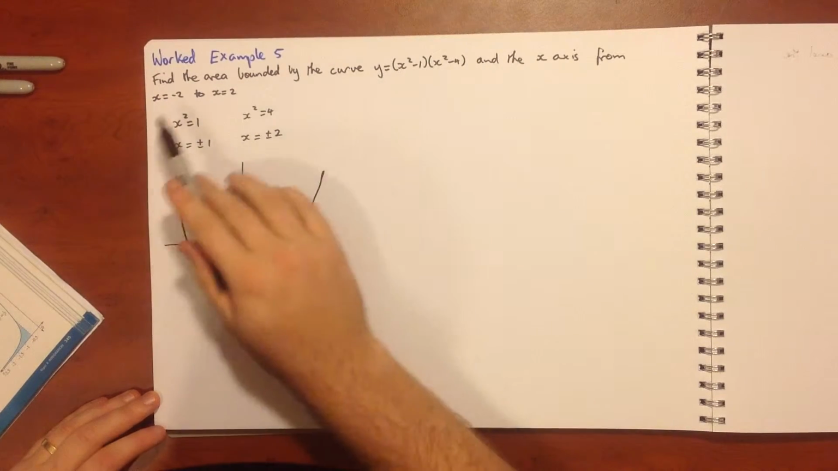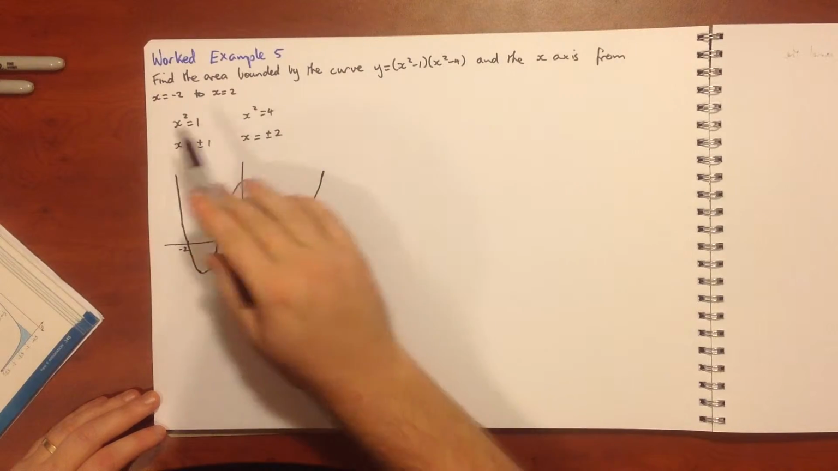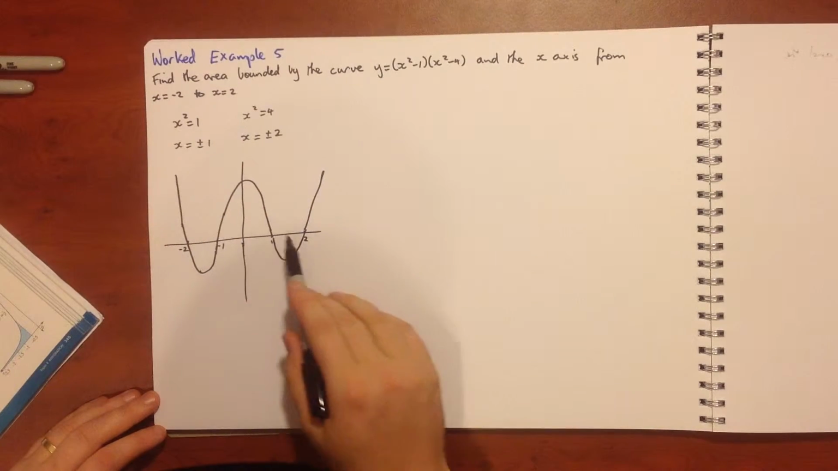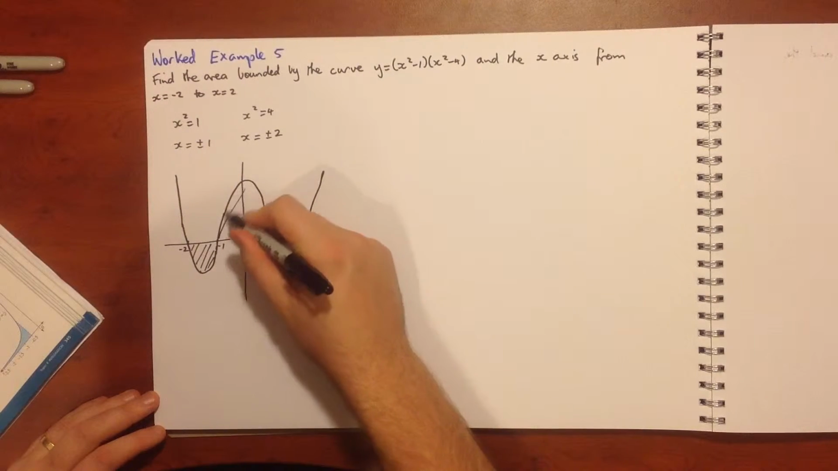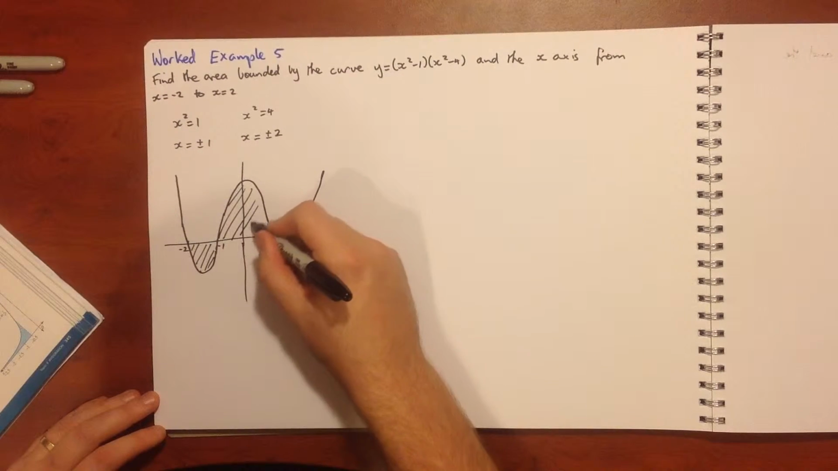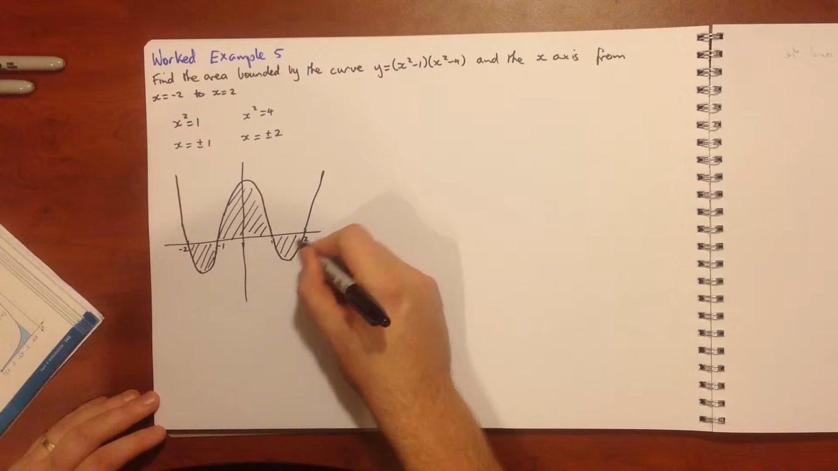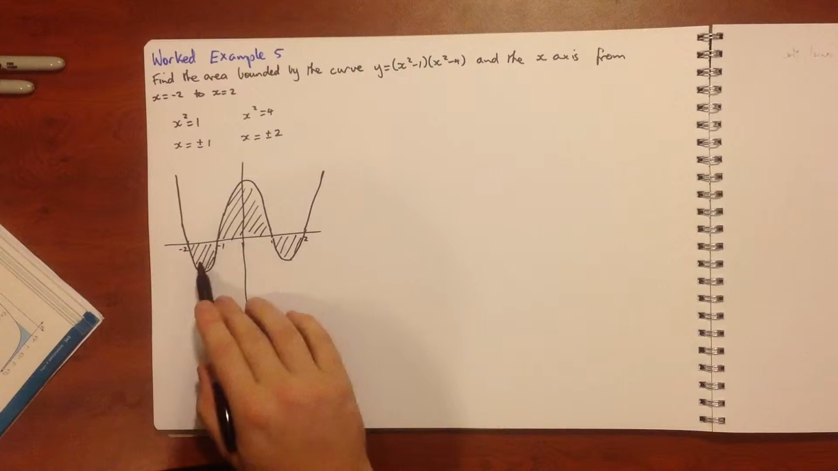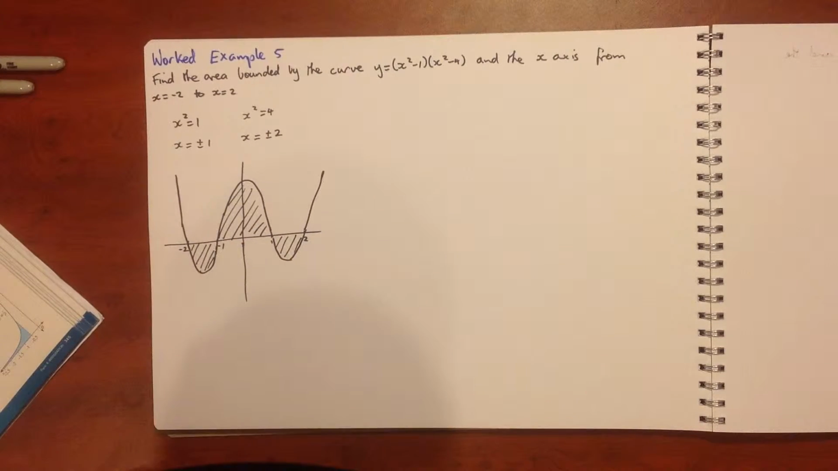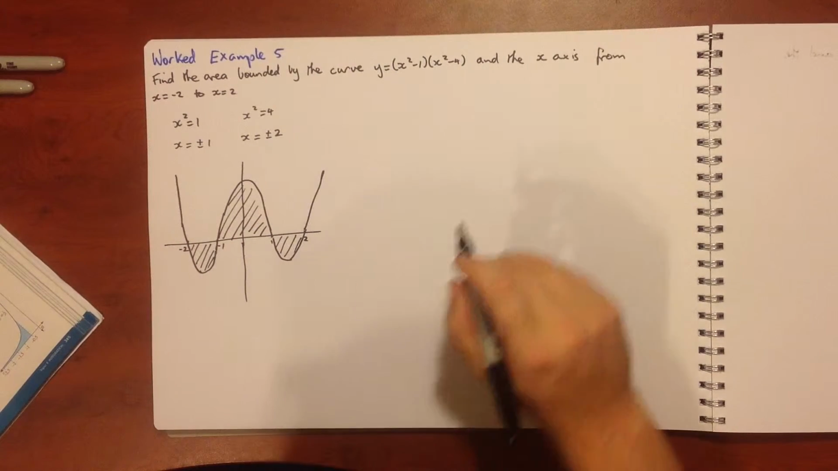We want the area bounded by the curve and the x-axis from -2 to +2. So we're going to have this area, all of this area, and all of this area. You can see that both of these areas are below the axis, and this area is above. So what we're going to have to do is split it into regions.